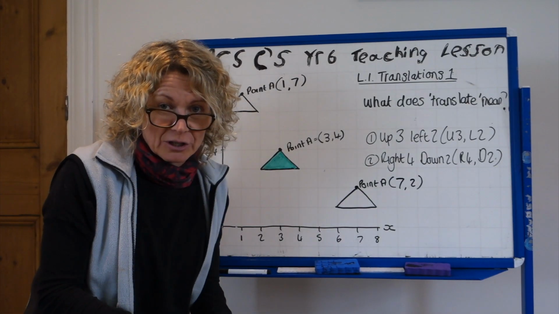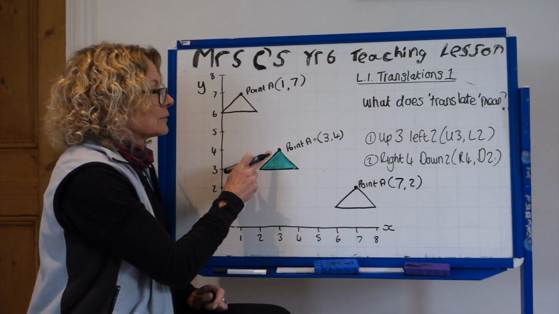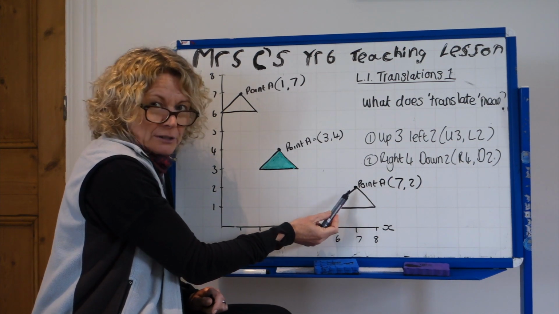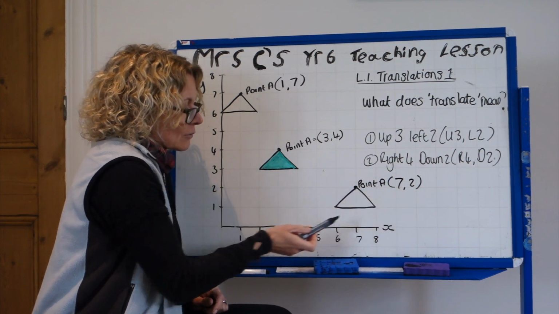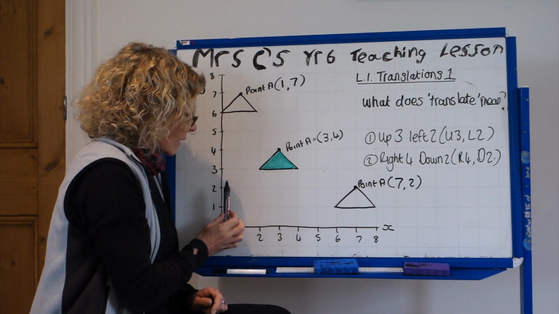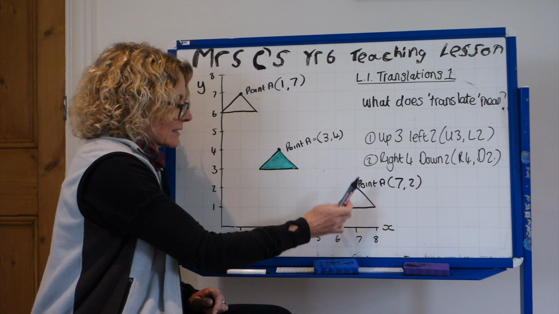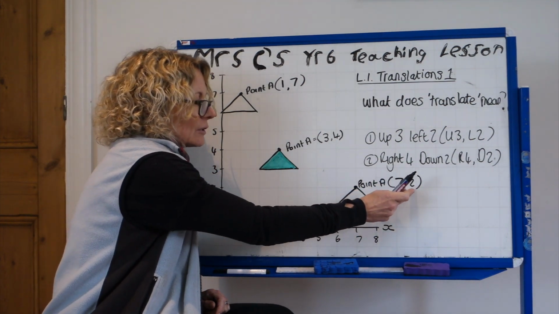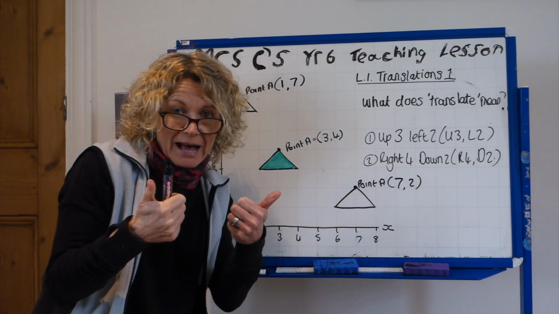Okay, how did you do? The triangle now has moved right 4 and down 2, and the new point A, the X coordinate, in through the hallway, is at 7, and the Y coordinate, up the stairs to point 2 on the Y axis, so it's 7, 2. Easy as pie.